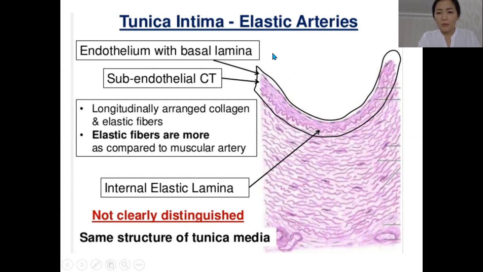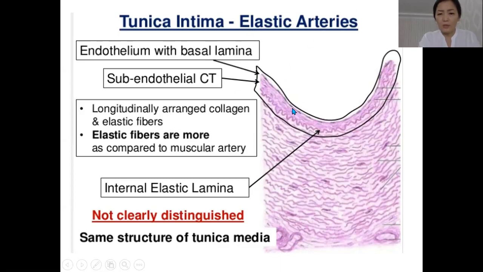Tunica intima. First, let's describe elastic arteries. Tunica intima of elastic arteries. This is the lumen of the artery. This is the wall. Tunica intima, this part, or we can say the inner layer of the arteries, which consists of endothelium, and also please remember the heart and all types of blood vessels are lined by endothelium.